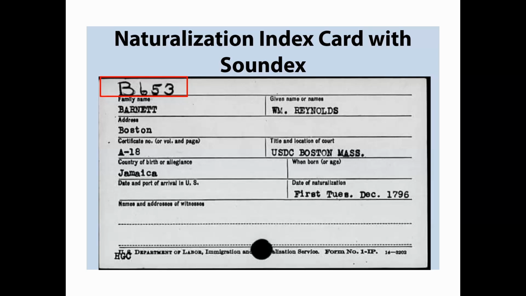And his first name is William Reynolds, and we see that he has naturalized at the U.S. District Court in Boston, Massachusetts in 1796. So this was a project that was actually done through like the Works Progress Administration during the 30s to actually create these index cards and go through this for places like New England and other areas of the United States.